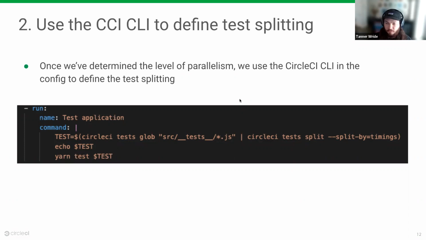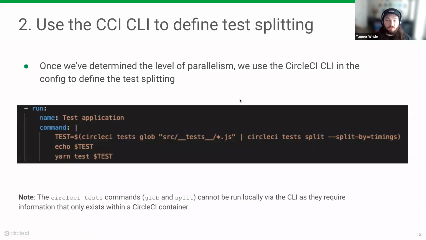So we'll go over this command in a little more detail in a moment, but I just want to point out, we can see the first half, CircleCI test glob, and then we give a list of our tests and we provide that to the test splitting command, CircleCI test split, and then we say split by timings. But we'll go over this in more detail as the webinar continues here. One quick note though, the CircleCI test commands in the CircleCI command line interface, glob and split, can't be run locally. So if you have the command line installed locally, you can't run these as they require information that only exists inside a CircleCI container.